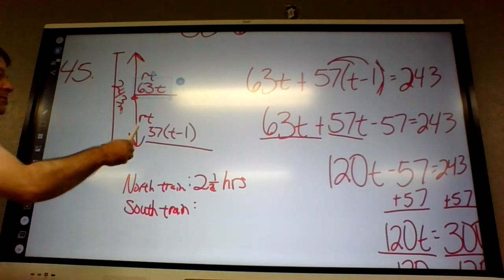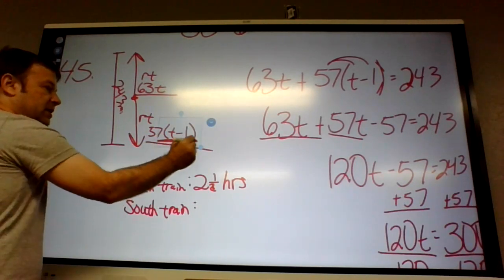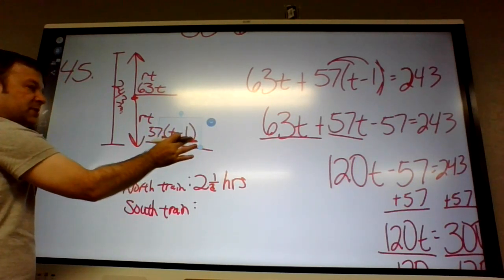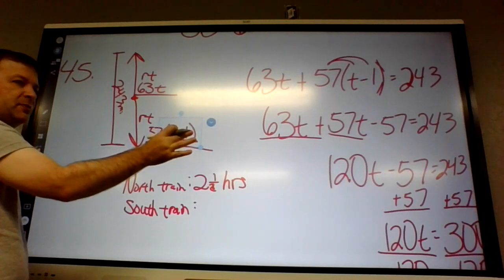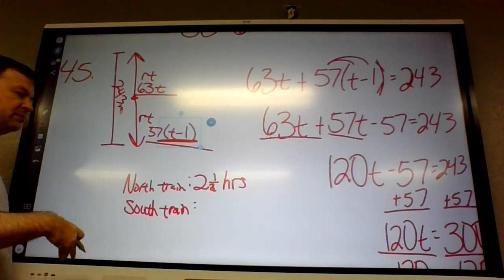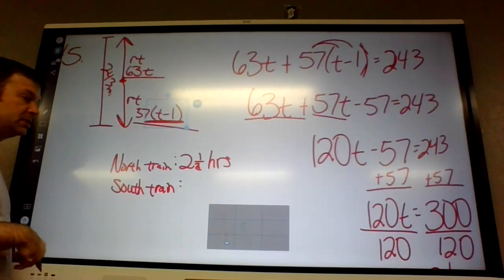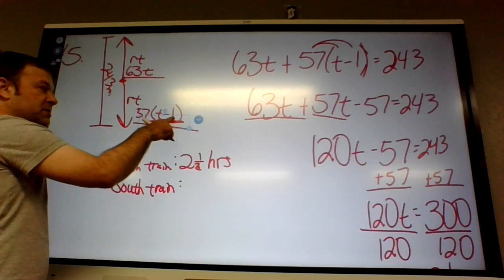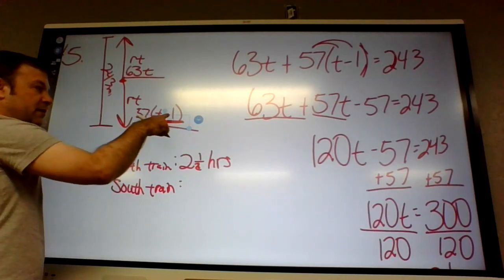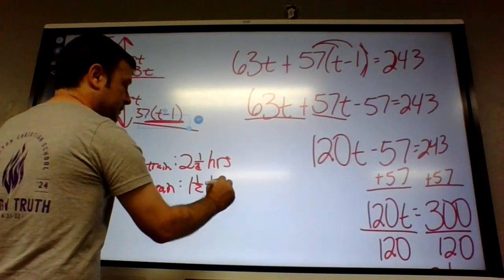Okay, so that's the northbound train. How do I find the southbound train's time? You do 2.5 minus 1. t minus 1 is what we use for the southbound train, so 2.5 minus 1 is 1.5. Brianna, have you seen these problems before? We did a number of them back in Algebra 1.